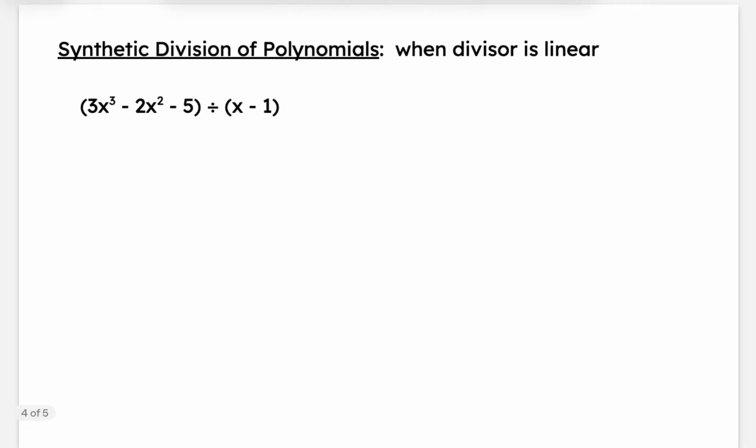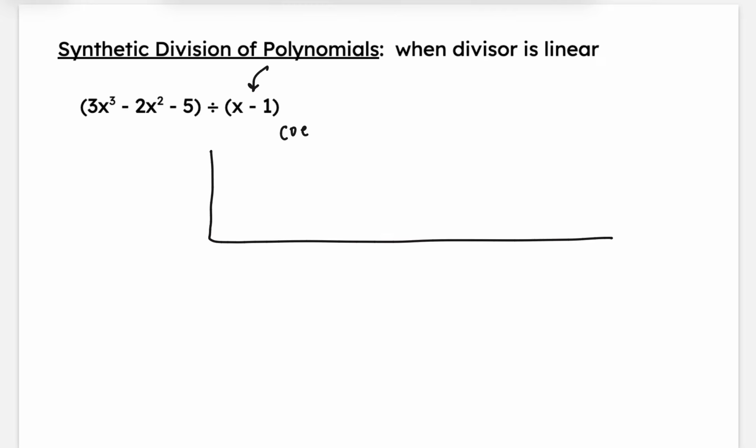Okay, so now we're going to talk about the easier way. So again, synthetic division of polynomials is when the divisor is linear. So again, you notice here is our divisor. Our divisor is linear, so we can do synthetic division. So how we set up synthetic division, we are going to take the coefficients of the dividend.